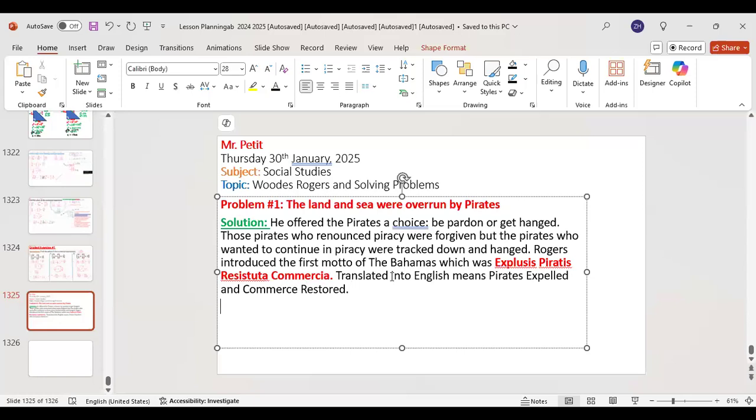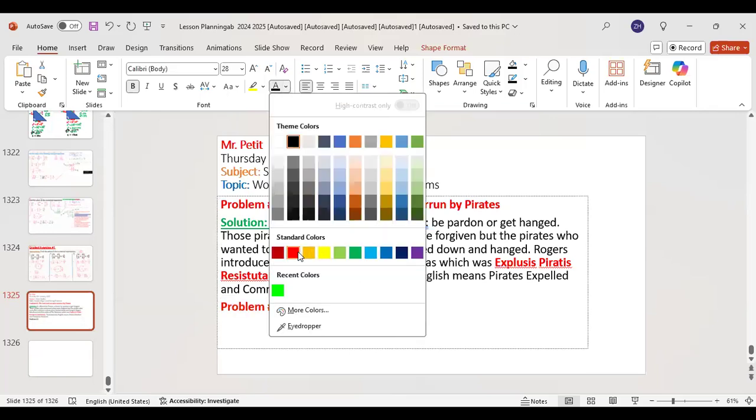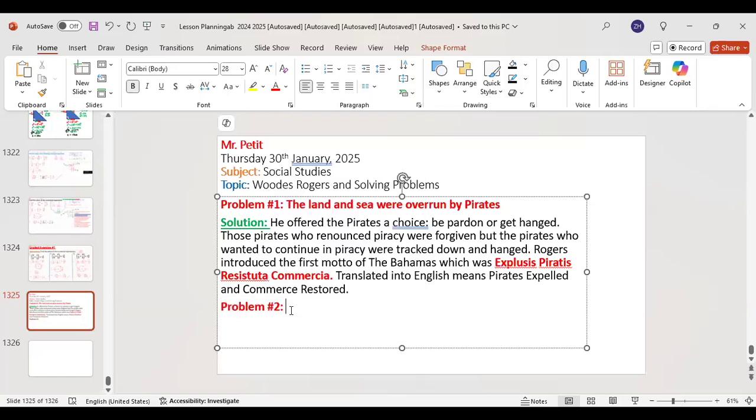The next thing, problem number two. So what's the first problem that Woodes Rogers had? Come on. What was the first problem that Woodes Rogers had? Pirates. Land and sea were overthrown by pirates. How did he solve it?